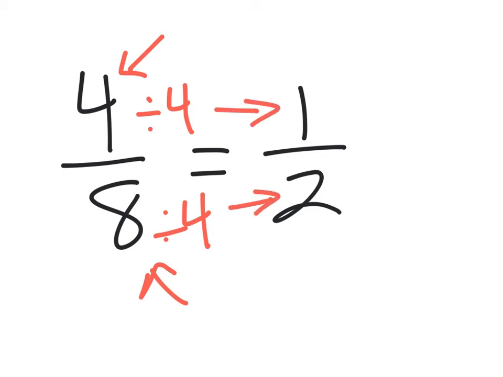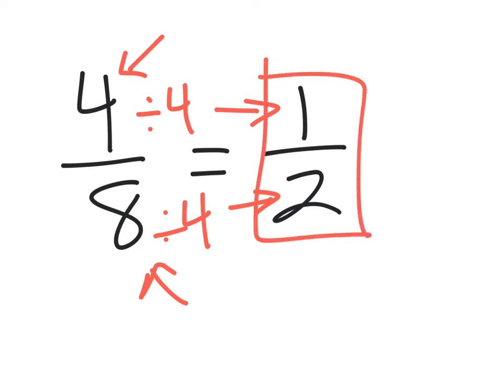And since 1 and 2 cannot be divided any further, since I can't make 1 any smaller by dividing, 1 divided by 1 would still give me 1, this is what's considered my lowest term, or my reduced fraction here.